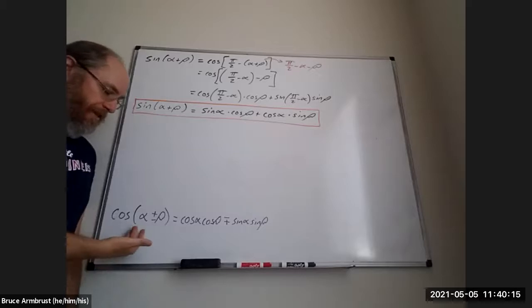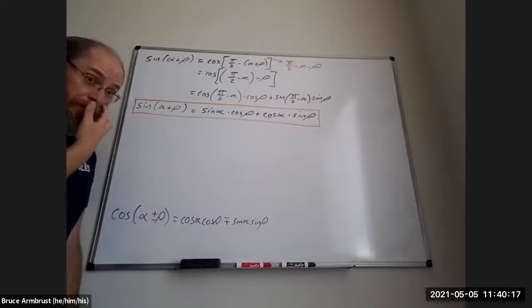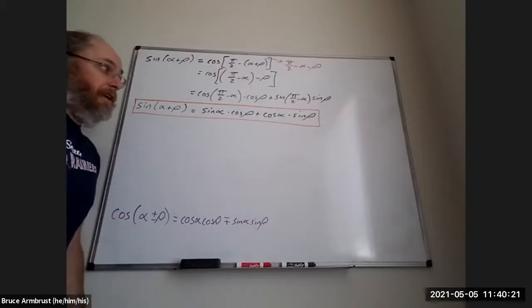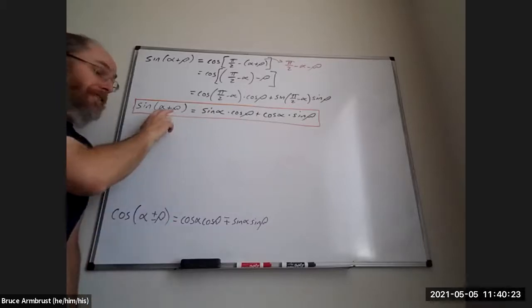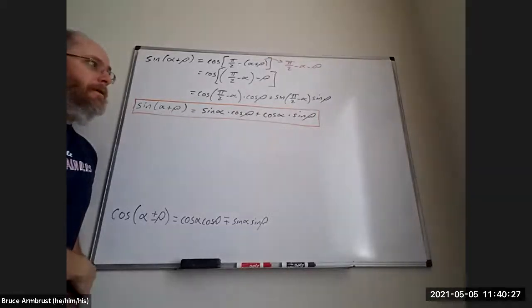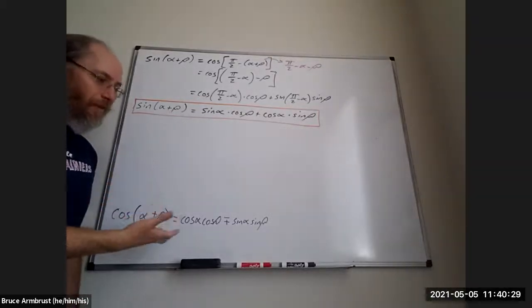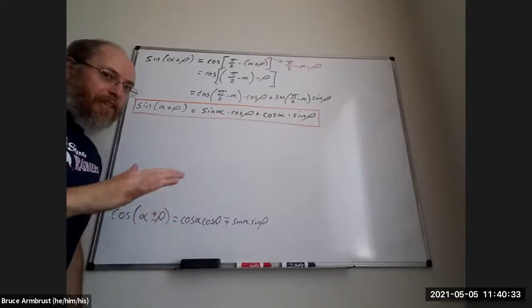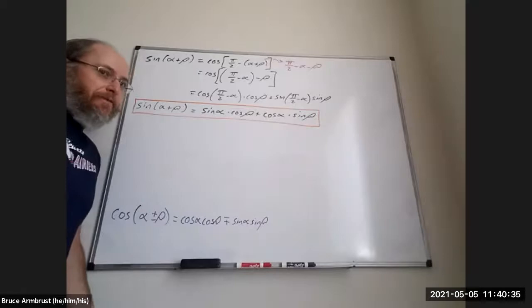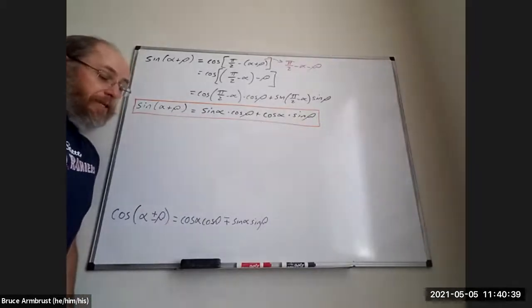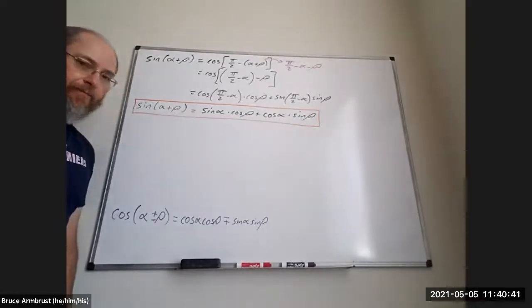So much like the cosine one, in order to do this, we're going to need to know the sine and cosine of the individual angles. However, they're put together in a different way. But again, that shouldn't shock you because it's a different function. Sine is not the same as cosine, so it is going to behave differently.